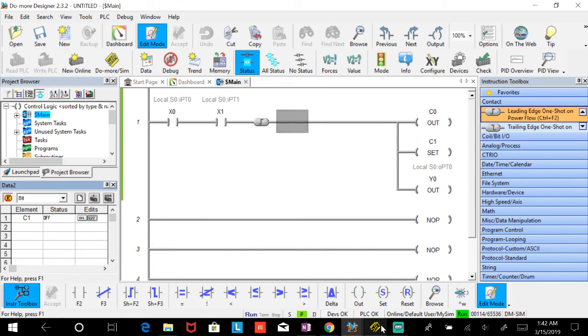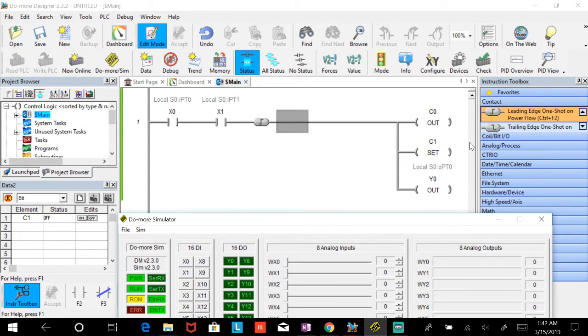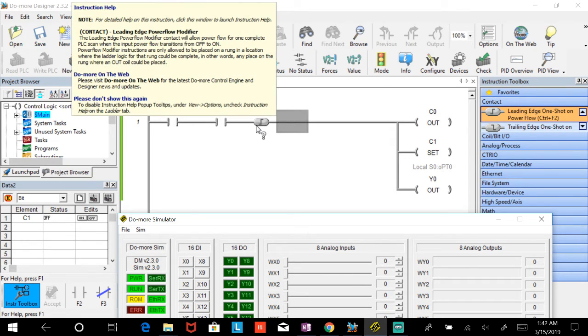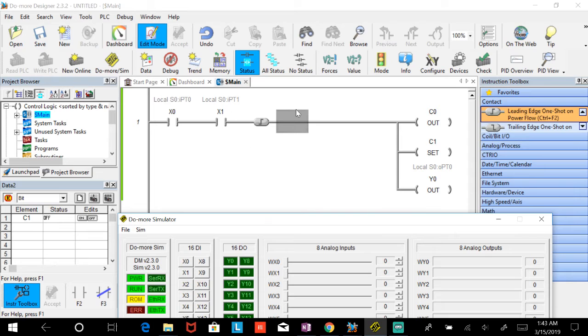Or C1. So I turn on. In order to be true, this has to go from off to on. So X0 is on, then X1 is on. Bam! When I turn them off, notice that I can leave them on, and these instructions do not execute. Now, if there's an off to on transition, like right now there was one, it executes this, but really, really fast, during one scan time.